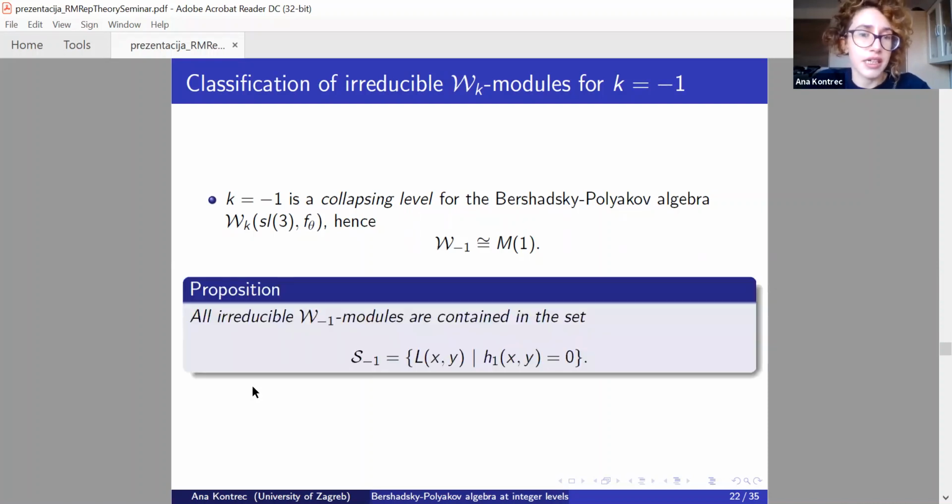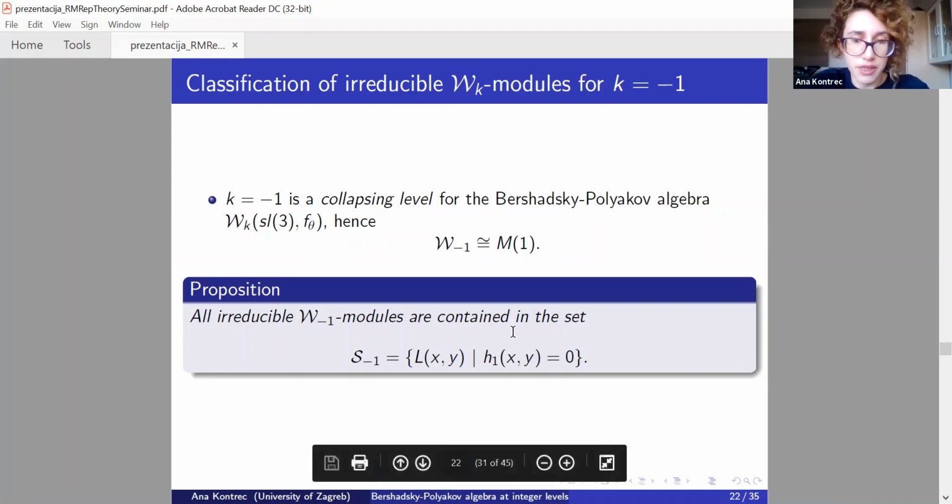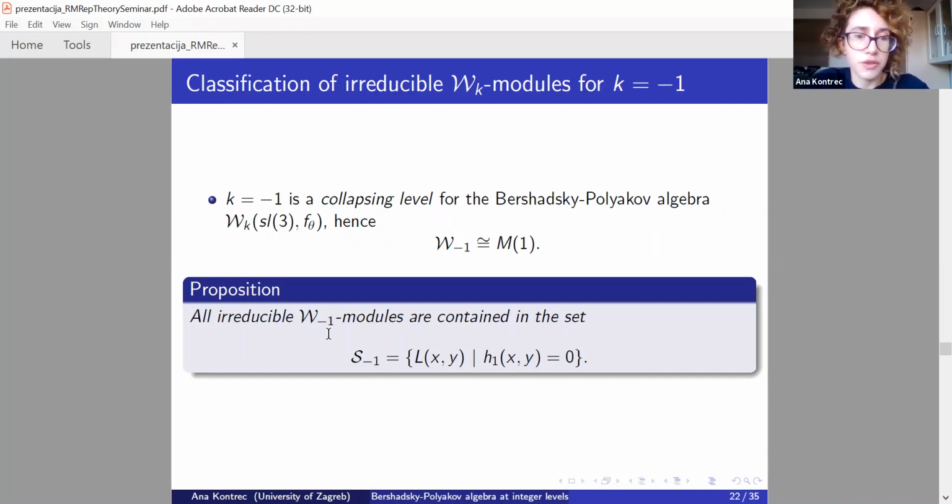And since we know what the modules for the Heisenberg vertex algebra look like, we can just compare it to our theorem. And in fact, all irreducible W minus 1 modules are these, L_{x,y} such that xy is a zero of the polynomial h1.